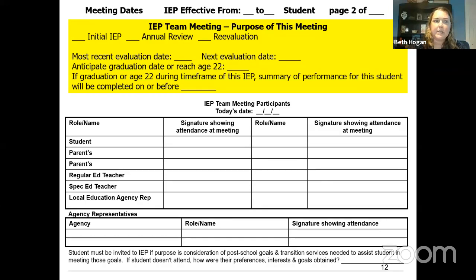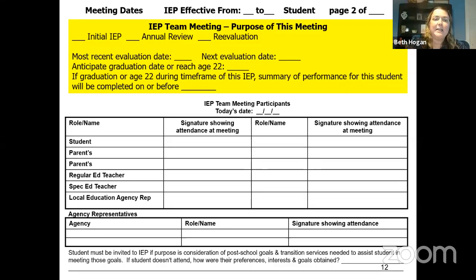And if you look at the next line, it goes on to ask, when were the most recent evaluations done and when are they due next? And that's really important when we're talking about student progress. And if a student is struggling or not making the progress that we like, sometimes we like to go back and see, well, when was the last time we did evaluations? Are they due? Do we need to do them sooner than 3 years to get more current data?